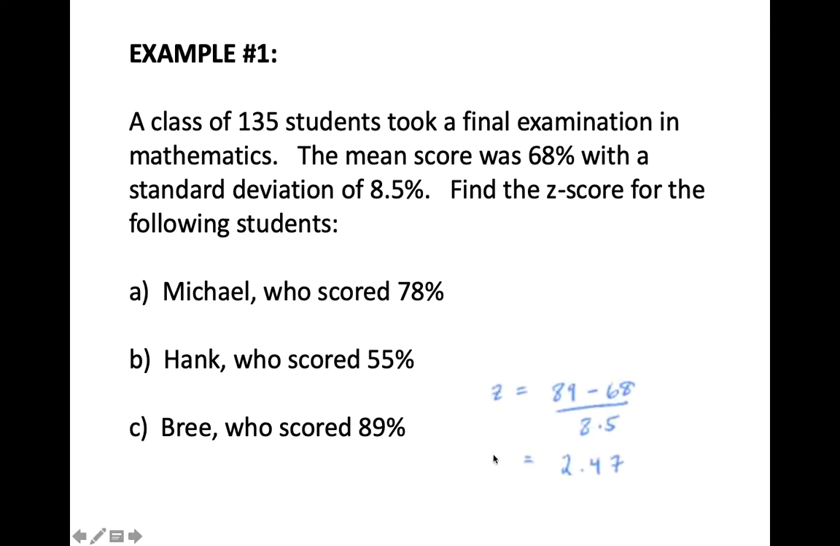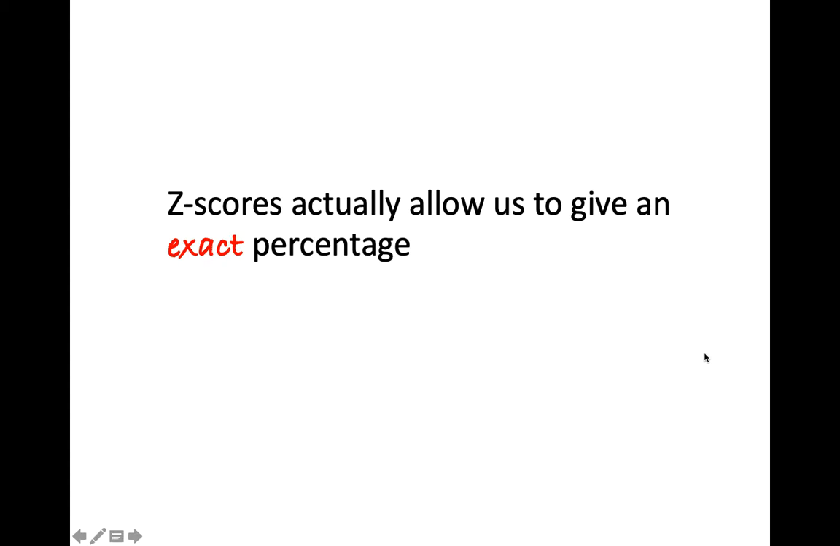And lastly, Bree. 89 minus 68 divided by 8.5 is 2.47. Putting that on a graph, she's somewhere up here, like way up where very few people are. So not only do z-scores help us standardize things, but z-scores can also help us find the actual exact percentage that something is sitting at.